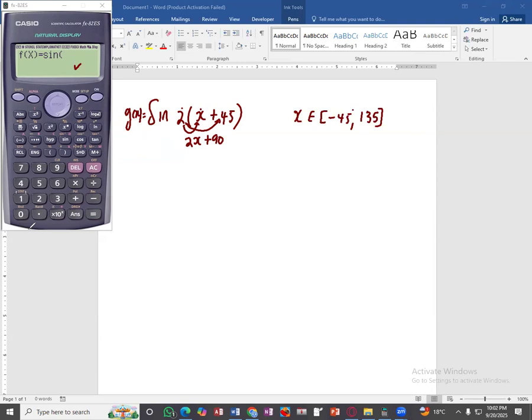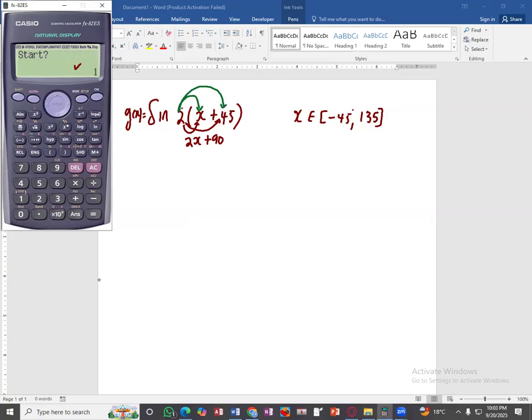So you can say on your graph, you can say sine 2x plus 90. How did I arrive at 2x plus 90? I used the distributive law. I multiply the number outside the bracket. This 2 multiplied by x is 2x. This 2 multiplied by 45 is 90. So it's sine 2x plus 90.